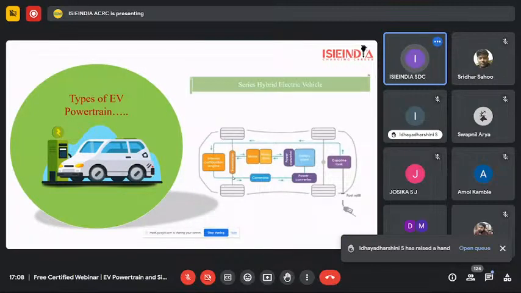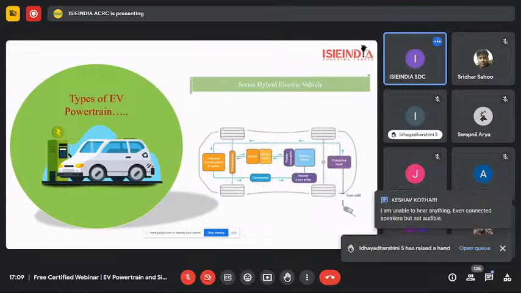So this one is the series hybrid electric vehicle. For the series hybrid electric vehicle here, the fuel tank is connected to the internal combustion engine. In the internal combustion engine, what happens? The chemical energy is converted into mechanical energy, and then the generator converts the mechanical energy to electrical energy.